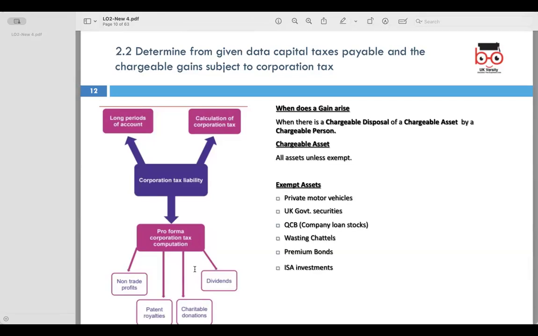Chargeable disposals: this refers to any actions where a taxable asset is sold, given away, or otherwise disposed of in a way that triggers tax obligations. Then chargeable assets: essentially this includes anything of value that could potentially result in a taxable gain when sold or disposed of. Exempt assets: there are types of property or investments that are not subject to taxation when sold or disposed of. Some examples include private motor vehicles, certain government securities, specific types of bonds, and investments in individual savings investments.